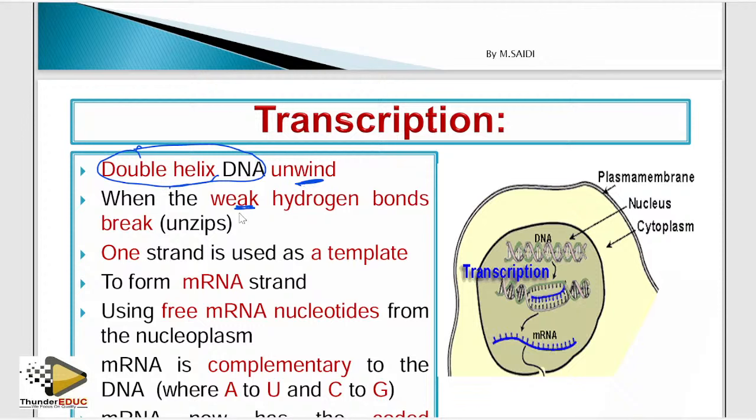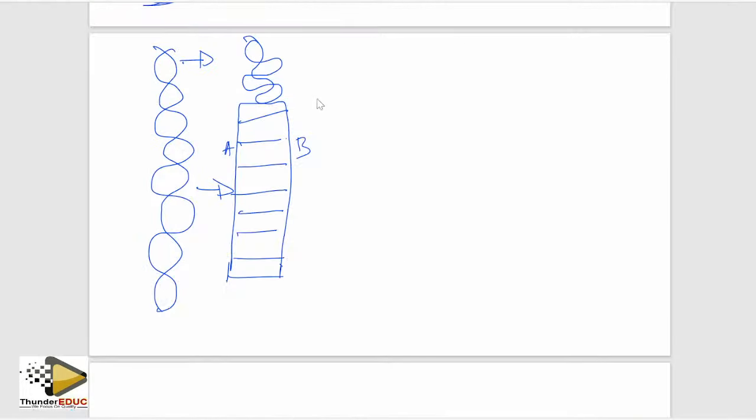Then the weak hydrogen bonds break. So when the weak hydrogen bonds, the bonds in here, break, it starts to unzip. You see, it starts to unzip. It means that now it exposes the two separate strands. The two separate strands are being exposed.